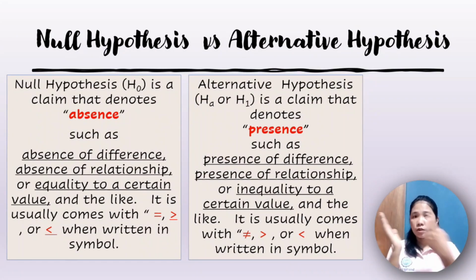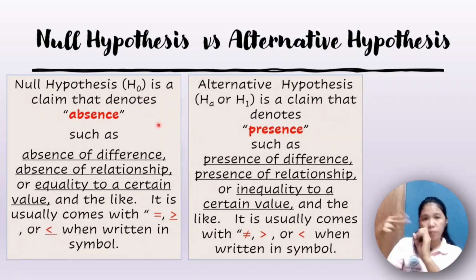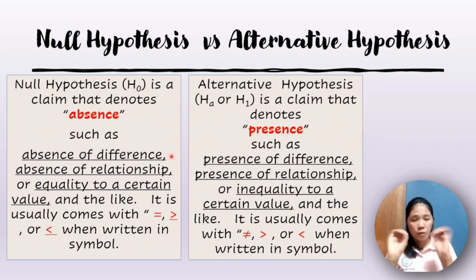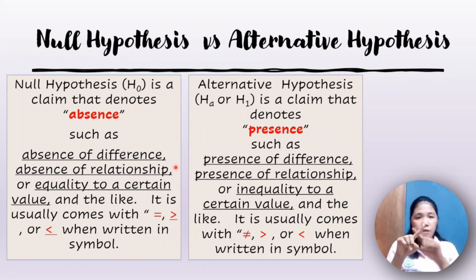So let us discuss further about null hypothesis and alternative hypothesis. In a null hypothesis, using H sub 0 as symbol is a claim that denotes absence, such as absence of difference, absence of relationship, or equality to a certain value, and the like. It usually comes with equal sign, greater than or equal to, or less than or equal to when written in symbol.